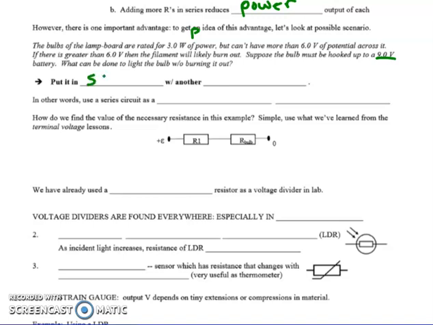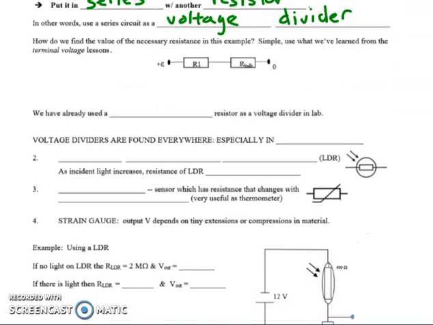Well, I can do it by putting that bulb in series with another resistor. In other words, we use the series circuit as a voltage divider. I want to take that 9 volts from my source and divide it into 2 pieces. One for the resistor, that's waste, but I'll live with it, and then leaving 6 volts for my light bulb so that it can work properly.